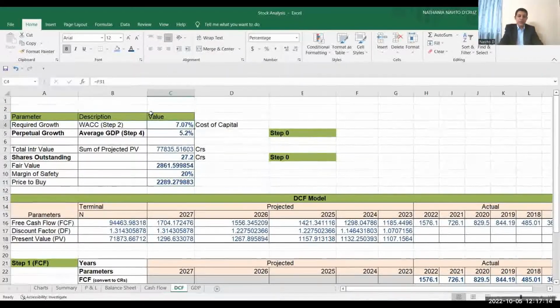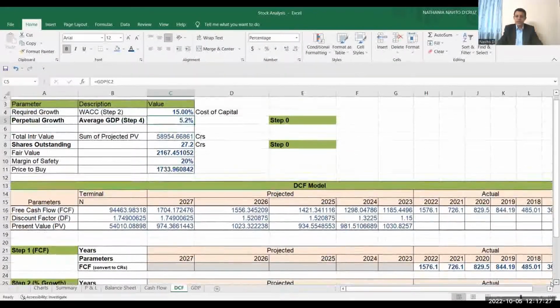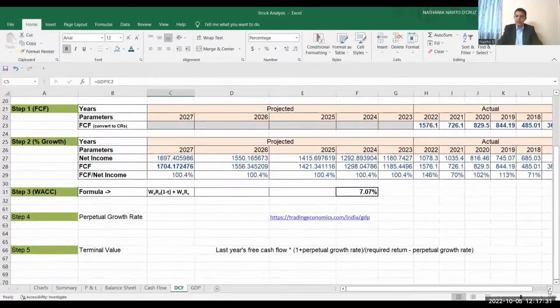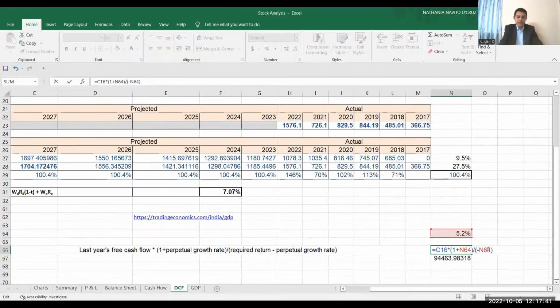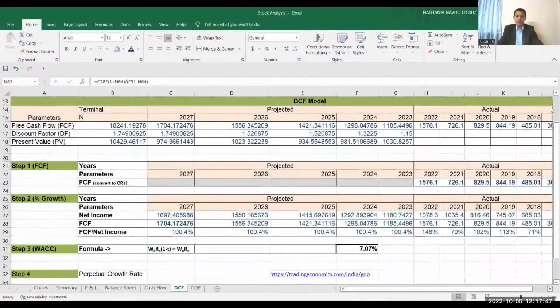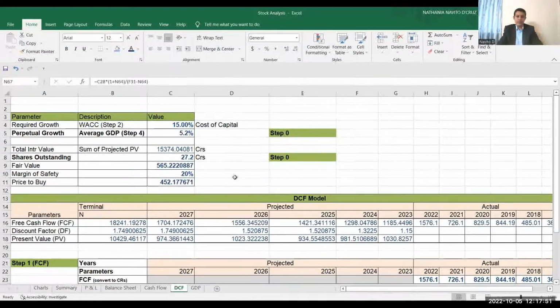So if we consider 15%, let us relook at 15%, because earlier we had considered the terminal value by using 7% and the cost of capital as 15%. That was different. So if we use 15% here, then we need to use 15% here as well in our terminal value. So instead of 7.07, we take 15%. This is our terminal value. With this, the fair value of the company comes to 565 rupees. So this is just an illustration, by the way.